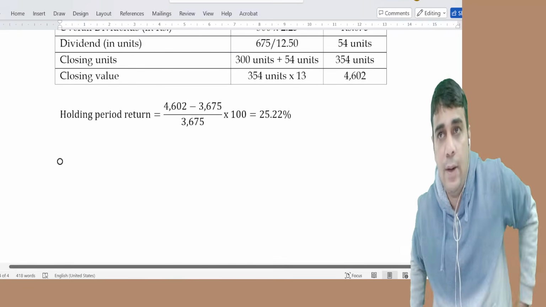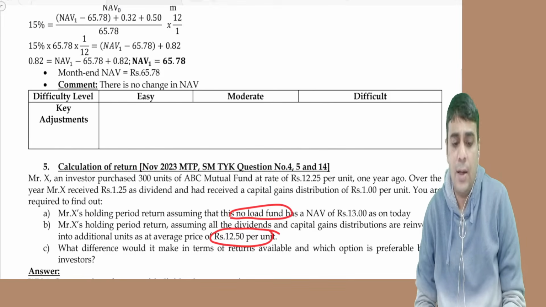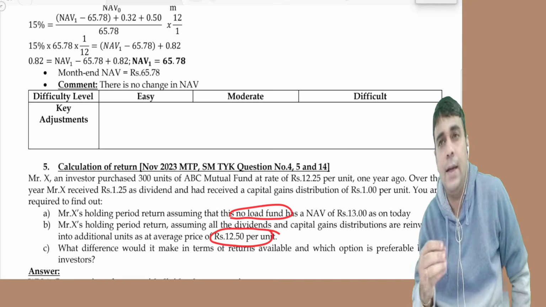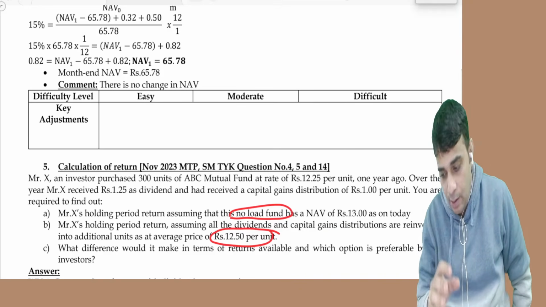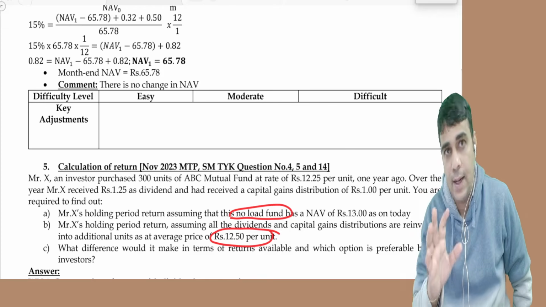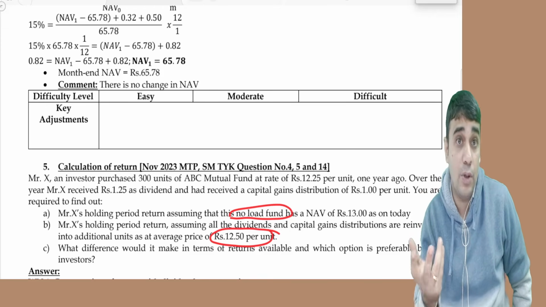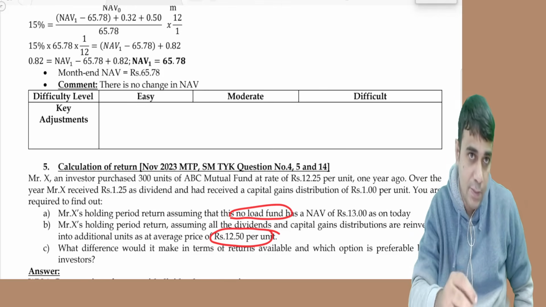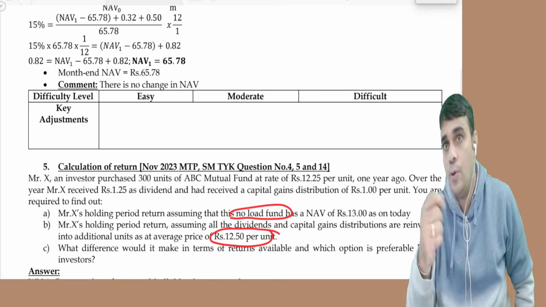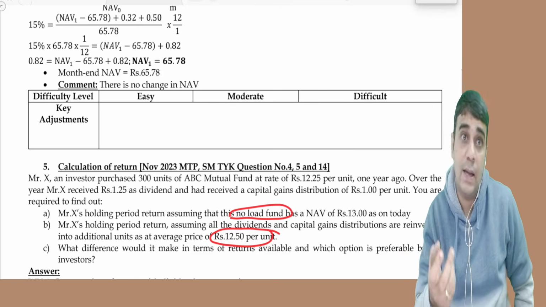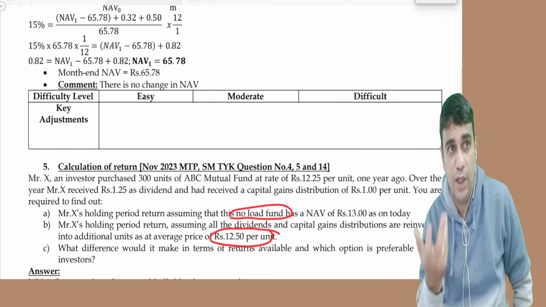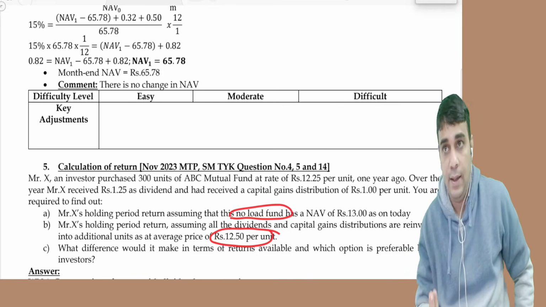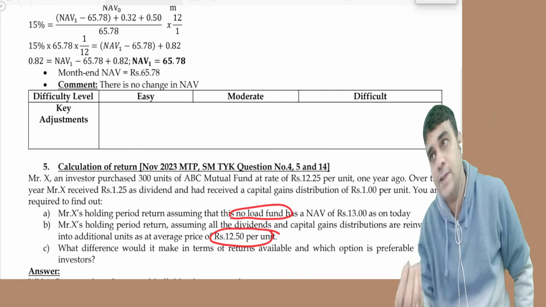Okay, this is one calculation part. After calculation, ICI may ask which option is preferable for the investor. Technically, reinvestment is preferable. But logically speaking, I cannot give an answer to this because both are okay. Why? Because I don't know by the end of the year, reinvestment will be 12.5, closing can be 13, closing can be 12 also, 12.25 also. We don't know. So it is not necessary that reinvestment is always better. Payout can be better, reinvestment can be better.